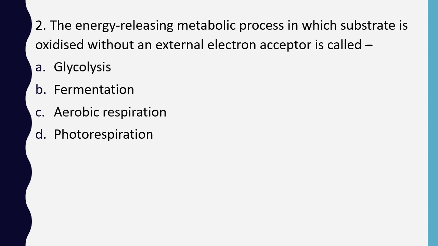Question number 2. The energy releasing metabolic process in which substrate is oxidized without an external electron acceptor is called glycolysis, fermentation, aerobic respiration, photorespiration. The correct answer is option B, fermentation. There is no external electron acceptor in fermentation and the substrate gets oxidized.